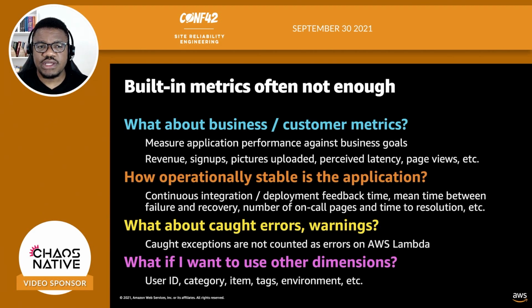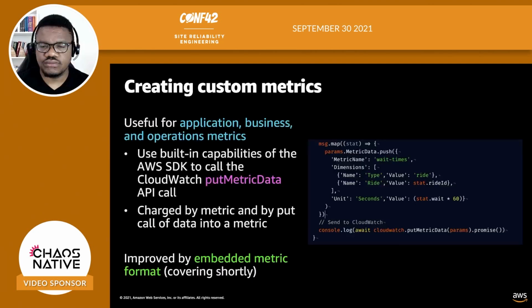Also, you can look at some of the cost errors you have on Lambda, and potentially, if you want to look at other dimensions, add some dimensions to your metrics, things like user ID, the category or item. These are some of the scenarios where you might need to build your own custom metrics.